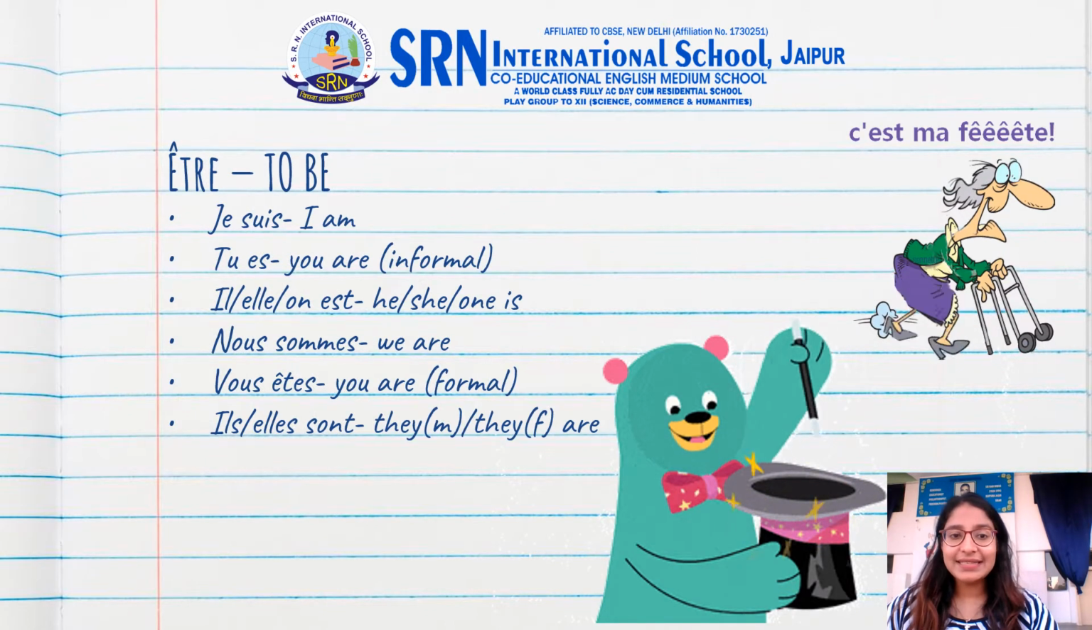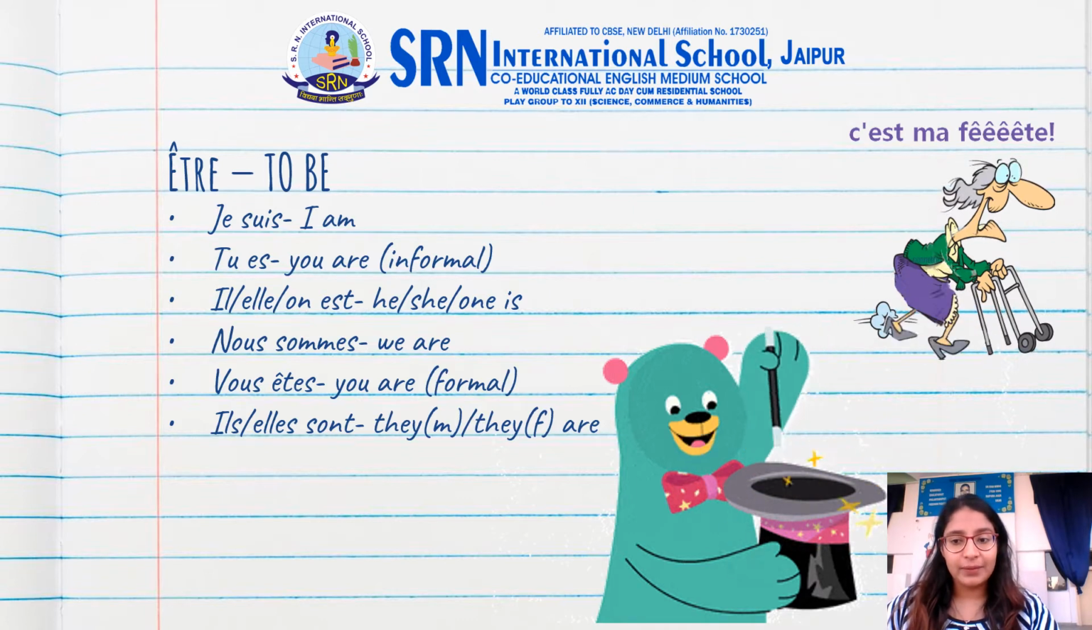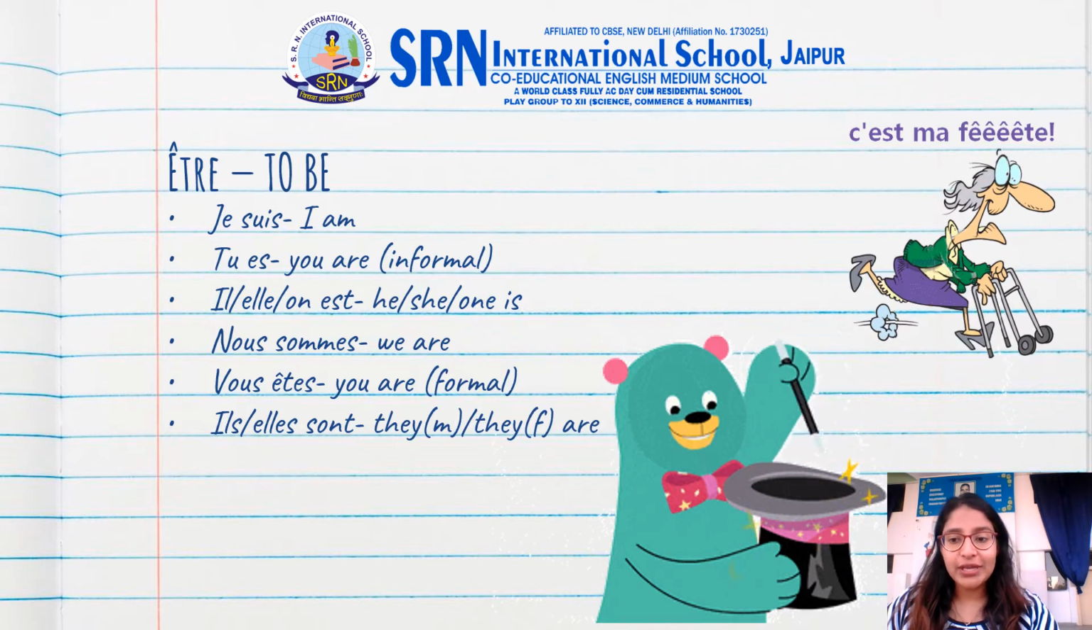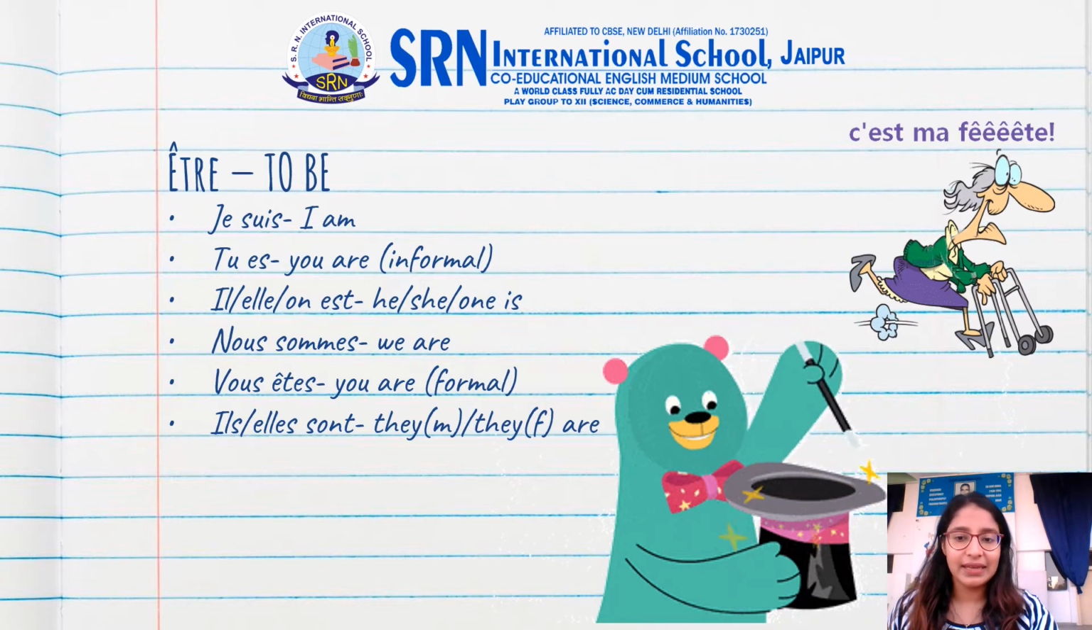Now let's see the verb être. The verb être is an irregular verb in French and is the most commonly used verb. It means to be. Now let's see the conjugation of the verb être. Je suis, that is I am, that is first person singular. Tu es, which means you are in informal situations. Il, elle, on est, that is he, she, or one is.